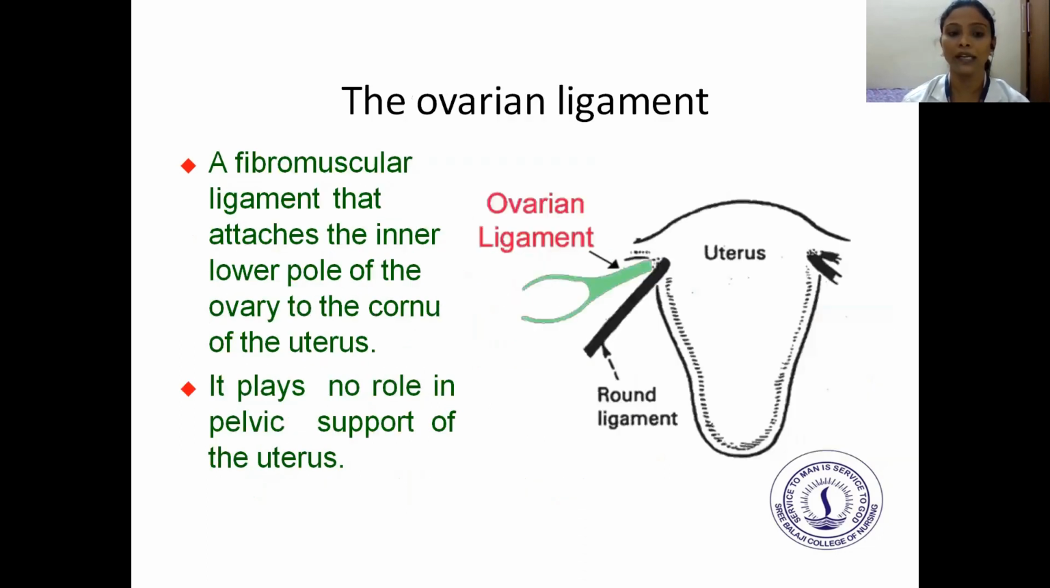Next is the ovarian ligament, the fibromuscular ligament that attaches to the inner lower pole of the cornu of the uterus. It plays no major role in pelvic support to the uterus. Other than that, the ovarian ligament doesn't have any role in the uterus.